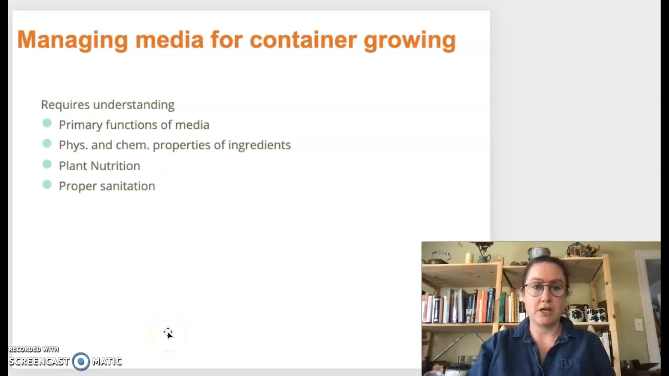Before we can learn to be good managers of media for container growing, we need to understand the primary functions of the media, the physical and chemical properties of each different ingredient, some basics about plant nutrition, what they need and how they get it, and proper sanitation.